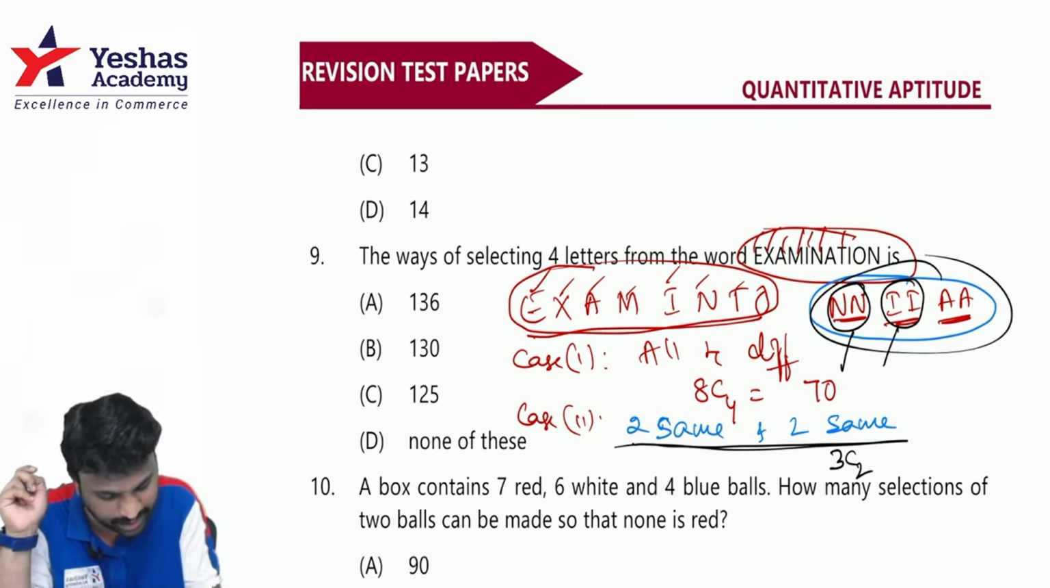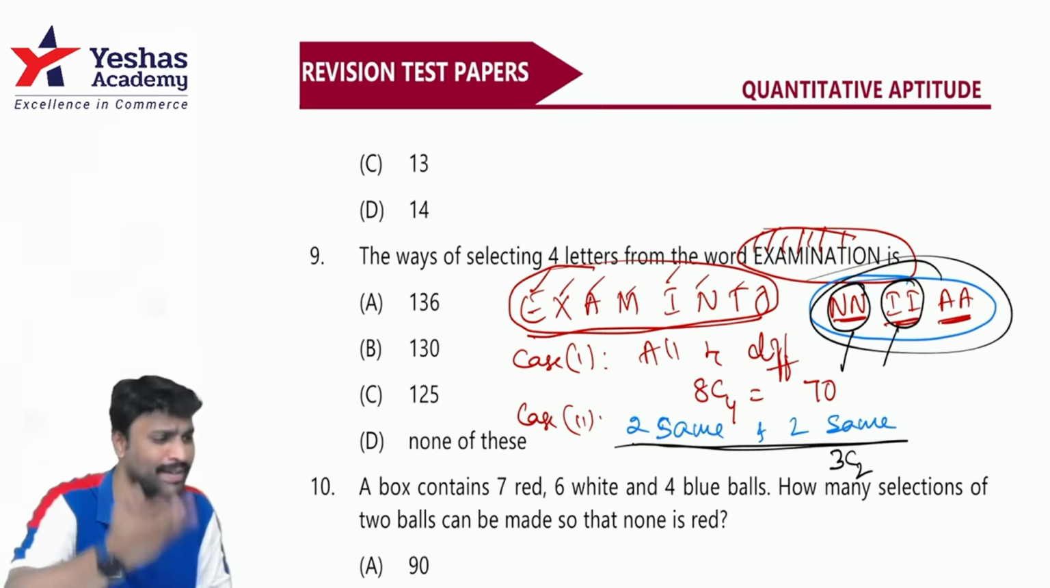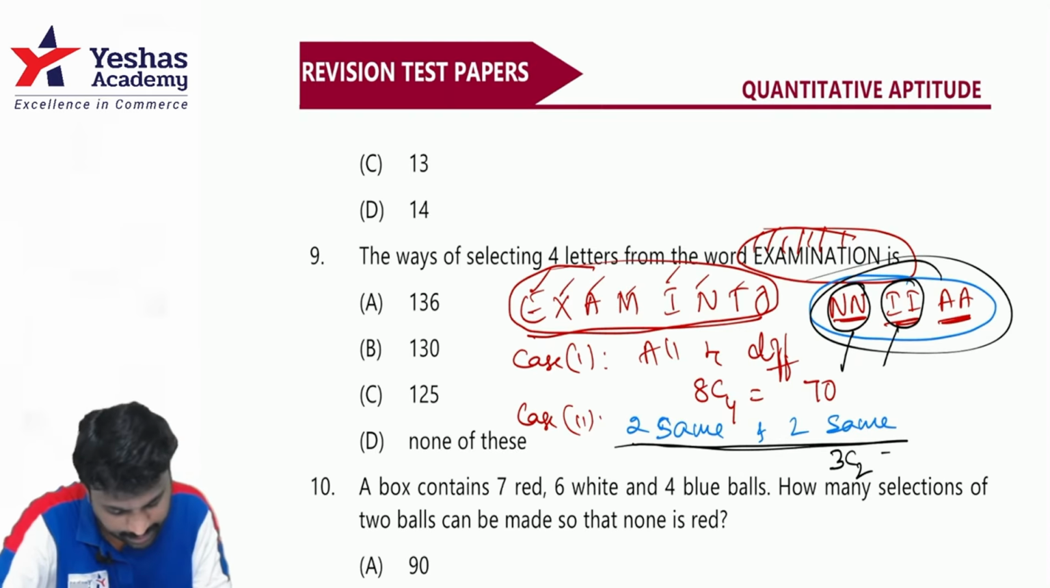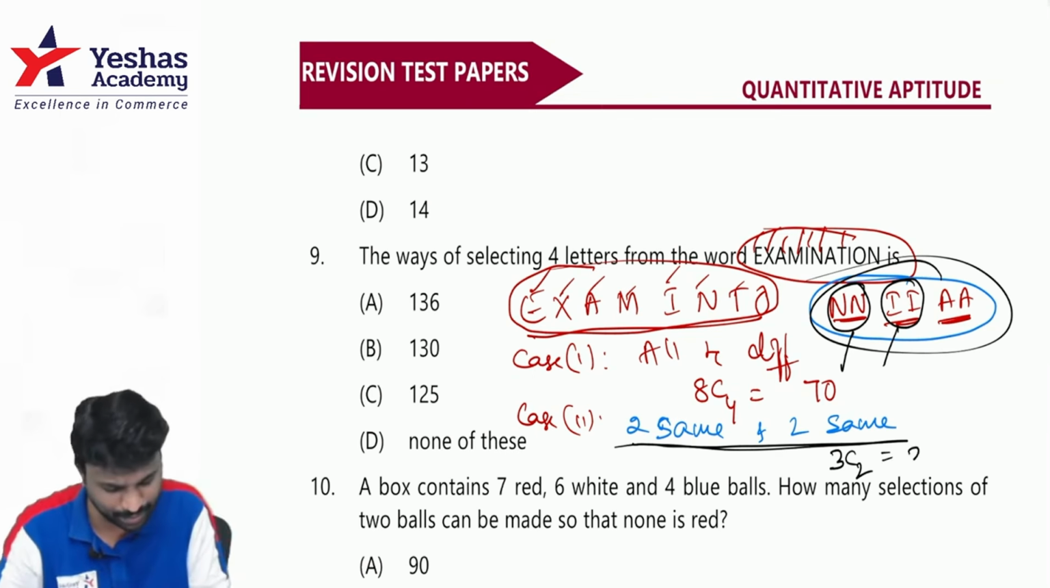Out of these 3 things, I am selecting any 2. That means literally I am selecting 4 letters. 3C2 is 3C1, which is nothing but 3.